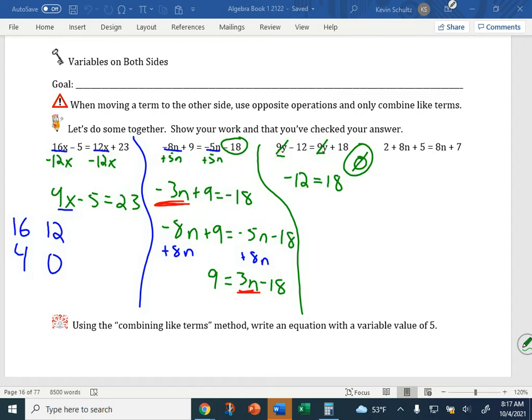Kylie, your hand was up first. Logically, if you have negative 12 or something, it can't equal 18. True. Those are constants. There's no variables left, right? This is the value of negative 12 equals the value of 18. No, they don't, right? No.